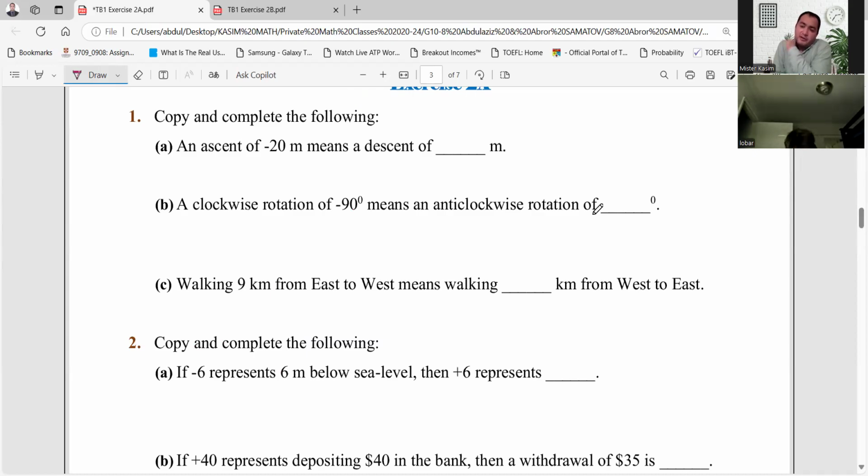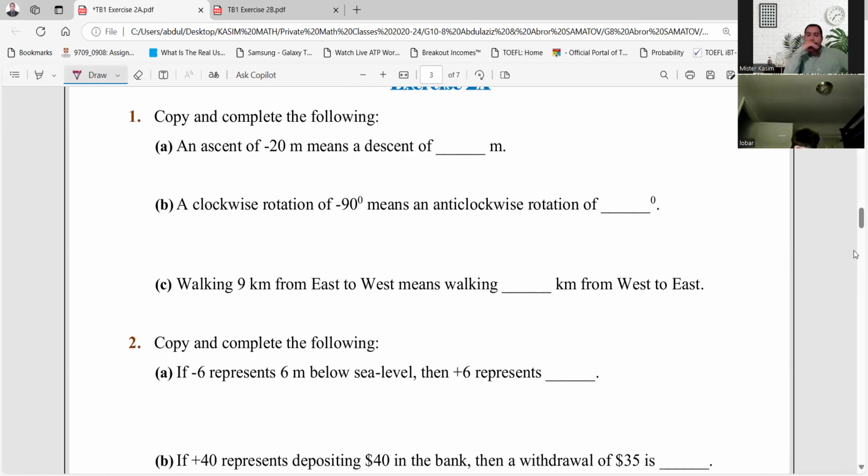And how about the temperature? If you look at the thermometer, we have 0 degrees. Above 0 degrees, we use positive numbers. Below zero, we use negative numbers, because at zero the water freezes, right? And also when we see sea level, above the sea level we use positive numbers. Below the sea level, we use negative numbers. Okay. Copy and complete the following. Read it.